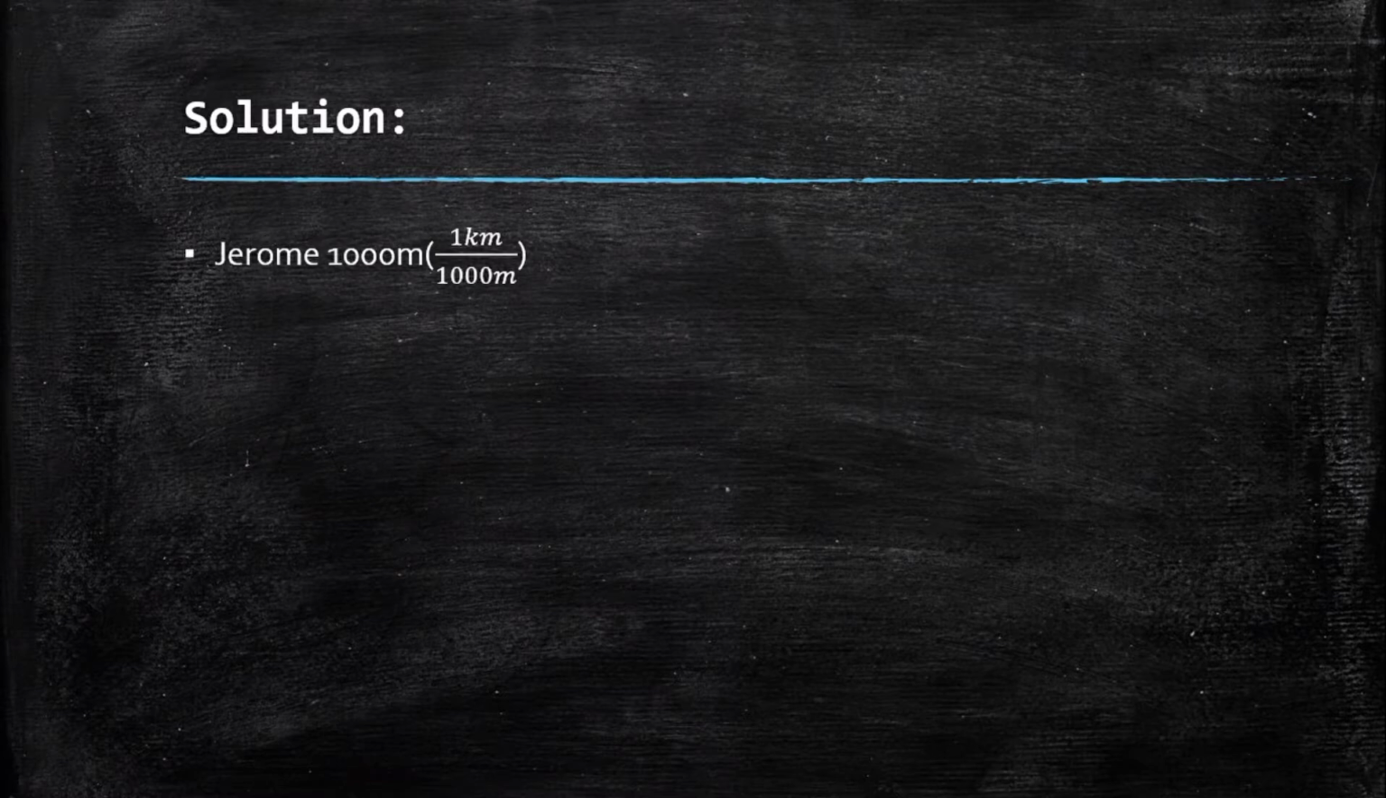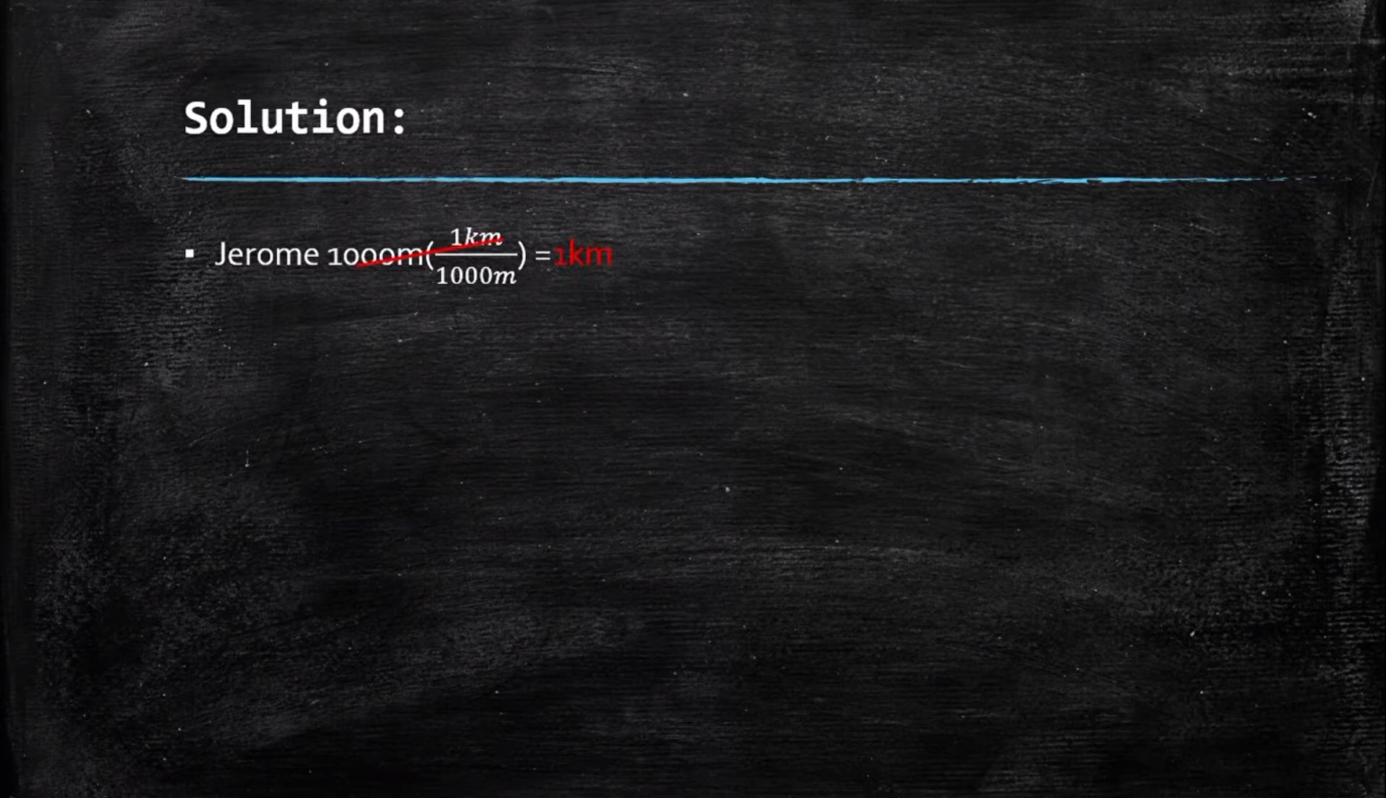1,000 meters multiplied by 1 kilometer divided by 1,000 meters. So, yung kilometer is nasa taas kasi yun yung kailangan nating unit. Kaya siya nasa taas. So, i-multiply natin and divide, and yung answer is 1 kilometer.